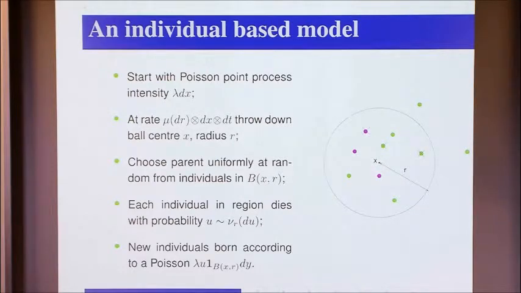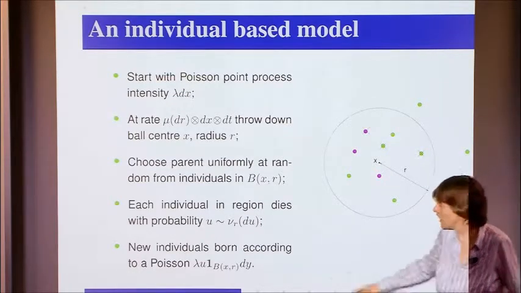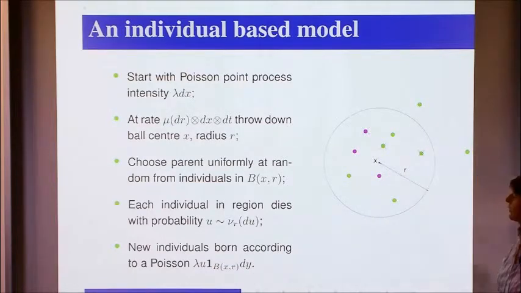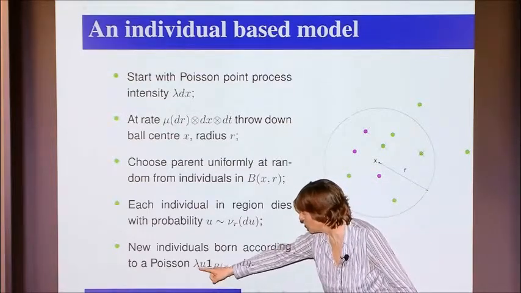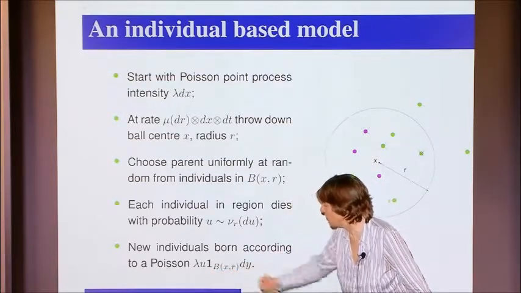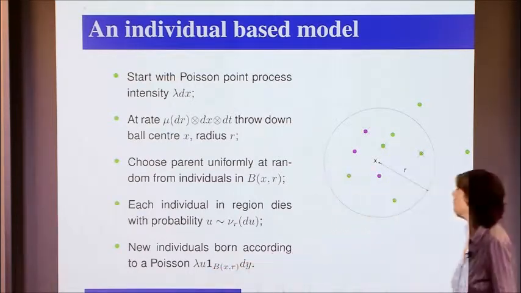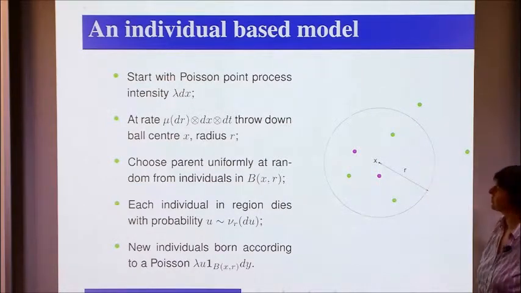And then I'm going to throw down new individuals of the same type as the parent. These are they. They're going to be born in order to replenish this Poisson process. They're also going to be born according to a Poisson process, just within the ball, no one outside the ball. Because I will have removed approximately lambda u times the area of the ball individuals, I will replace by lambda u times the area of the ball individuals. And I think there's one more. There we are. I've killed the other ones, and this is the state after the reproduction event.